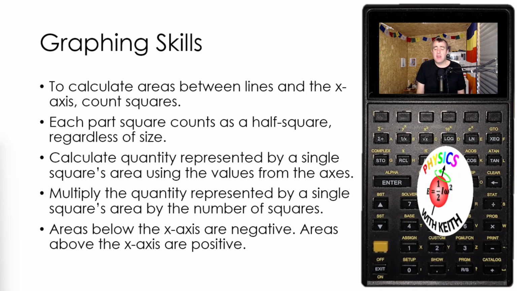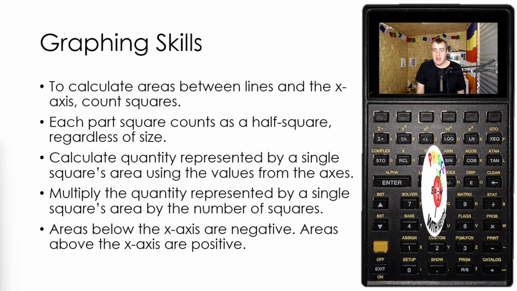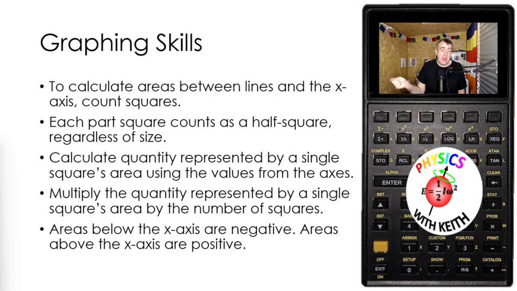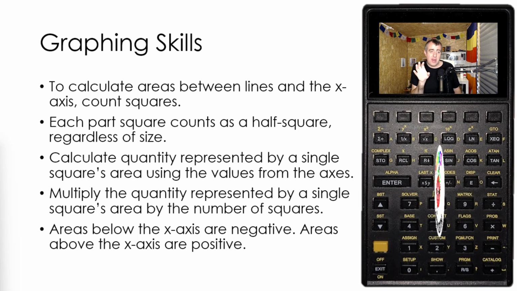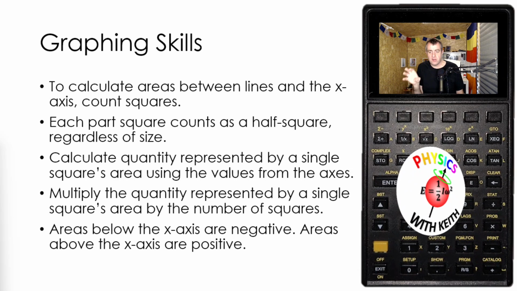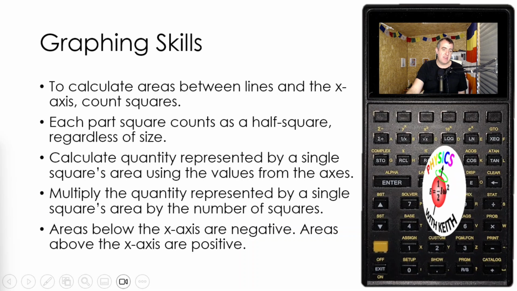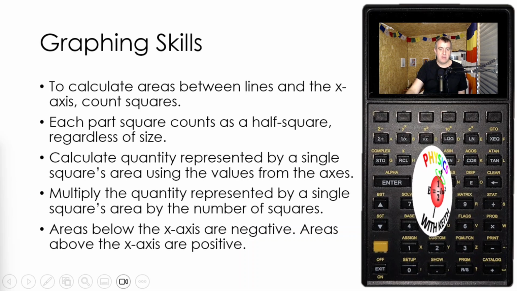There are various other ways of calculating areas, but this is what we do in A-level. And then we multiply the value of a square by how many squares. And any part square counts as a half square. That's quite critical. Areas below the x-axis are negative. You can read that yourself.